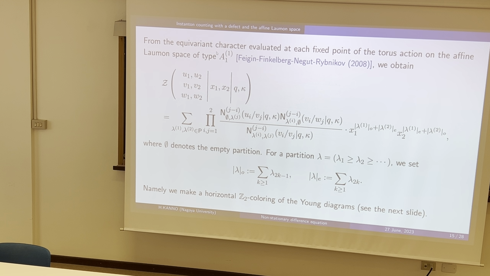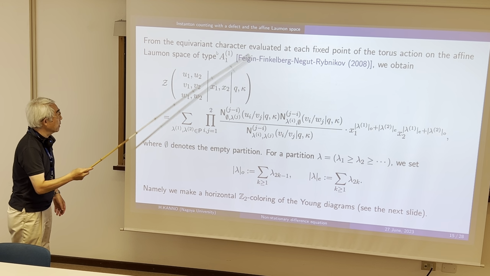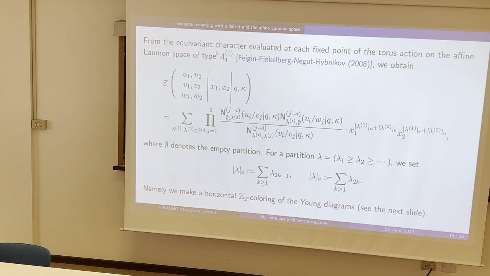Maybe you are familiar with the story without a surface defect, but we can use a similar trick of equivariant localization to compute the instanton partition function. What we need is an equivariant character evaluated at a fixed point of the torus action, which is labeled by a pair of Young diagrams. This is almost the same story. We can introduce a toric action on the affine Laumon space, and then we find that the fixed points of the toric action are labeled by a pair of Young diagrams. Then we compute the equivariant character, and from that data we can compute the Nekrasov partition function.